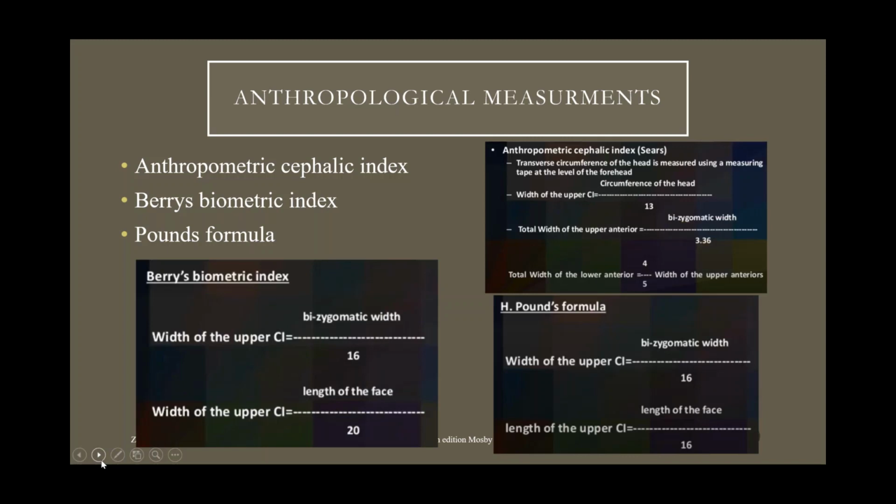Then one more method was given by H. Pound. He evaluated the tooth width again by bizygomatic width and the length of the face. He divided the bizygomatic width by 16 to determine the width of the central incisor and the length of the face by 16 to determine the length of the upper central incisor.